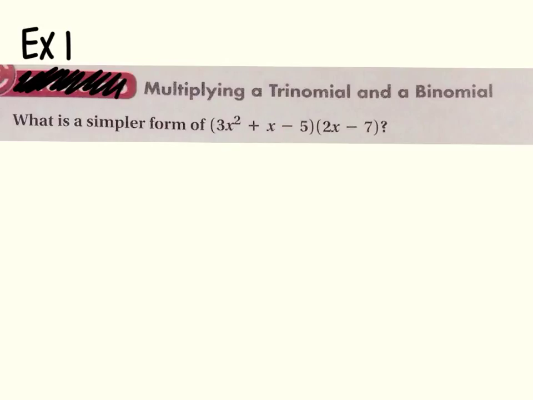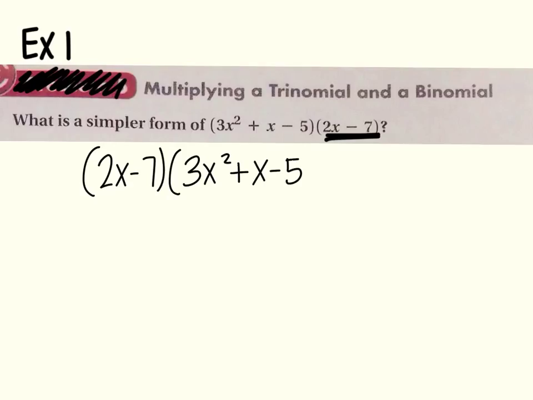So what we're going to do for this is use the distributive property. What I want you to do is always put the binomial first. We're going to rewrite this so that the binomial comes first. So we're going to write it 2x minus 7 times 3x squared plus x minus 5. And all I'm doing is rewriting it in a different order with this first and then that. Okay? Then you're going to use the distributive property, and you're going to distribute the first term.